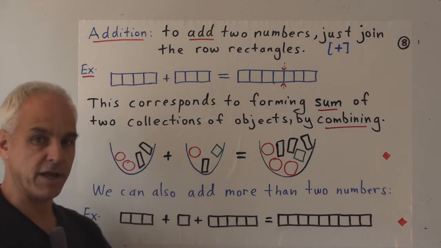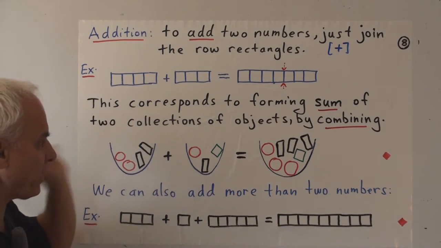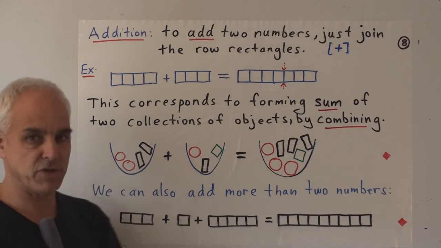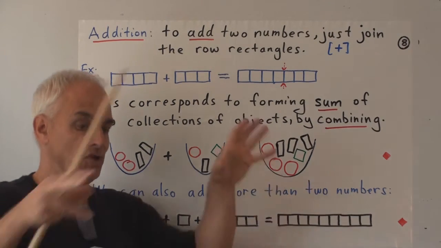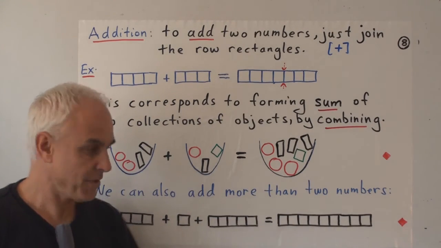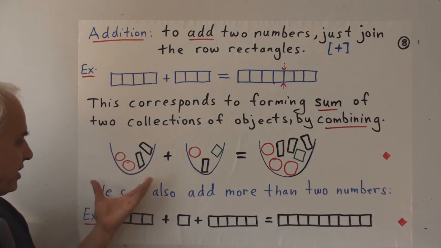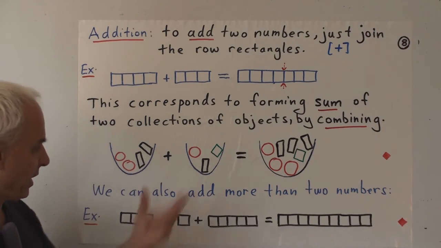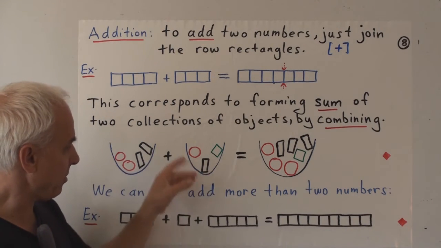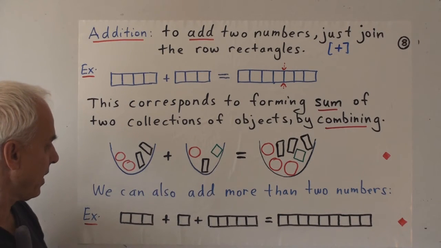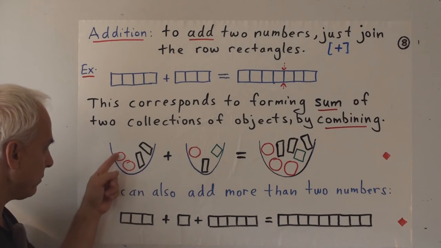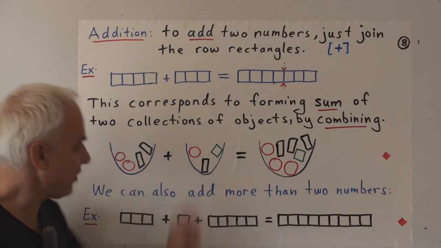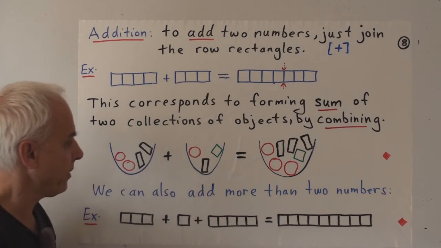In terms of counting, this corresponds to forming the sum of two collections of objects, forming a sum by the simplest possible way of just combining them. So here's one collection. Think of it as a jar holding a bunch of things. Here's another collection, another jar holding a couple of things. The number in this jar is 1, 1, 1, 1. The number in this jar is 1, 1, 1.